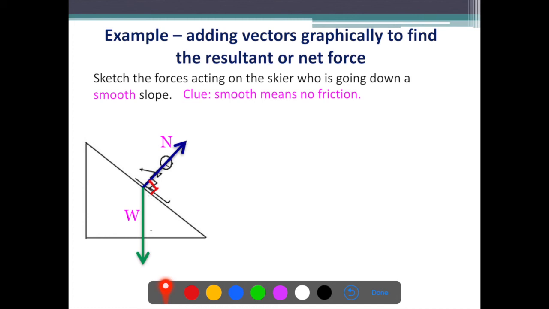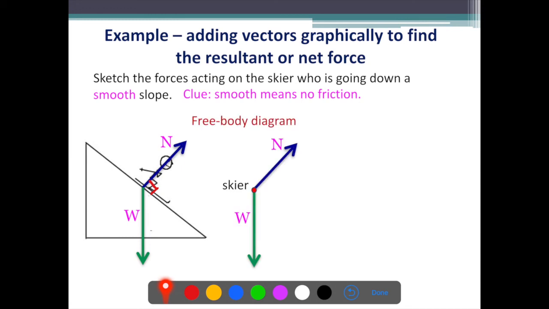But in this case, there's nothing pulling or pushing on the object. So in this case, there's no applied force. The skier is just going down the slope through the influence of the gravitational pull. So there's nothing physically pushing or pulling on the object in direct contact. So there is no applied force here. There are only two forces acting on the skier: the weight force and the normal force.